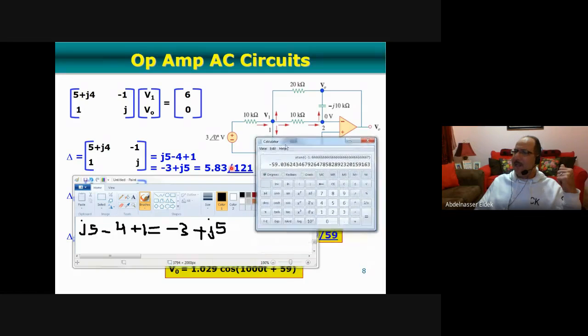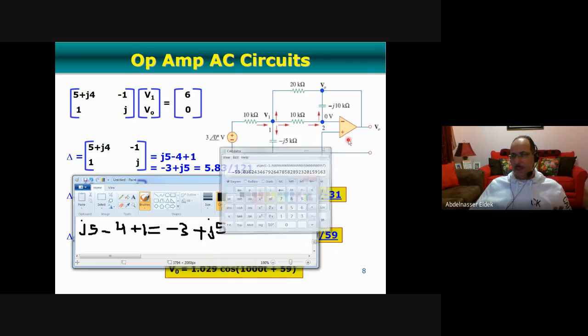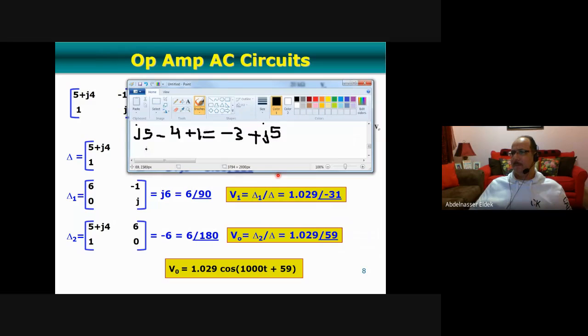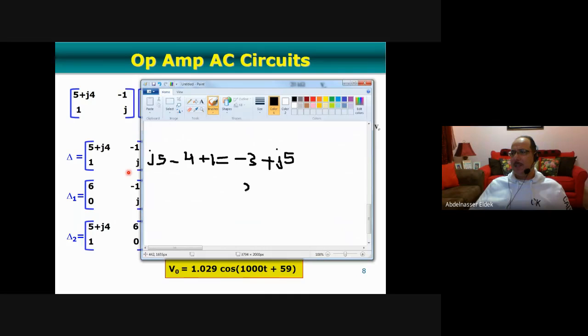This angle here is different from this one. So which one is right? You have to think about it. This is 5 divided by -3. You have to be careful. Why? So the angle here is 59. So we know that this -59 is supposed to be like this. But the problem here is what? Assume that, for example, this one is 3 minus J5. If you find tan inverse, the imaginary over the real, will be the same. 5 over -3 is the same as -5 over 3. It is the same.